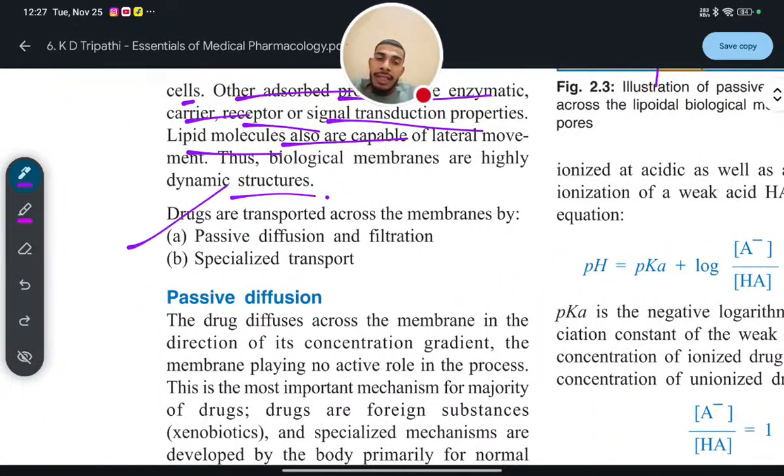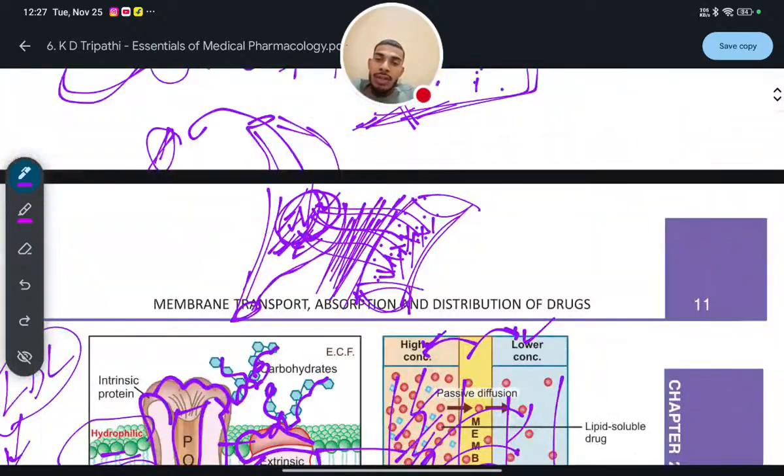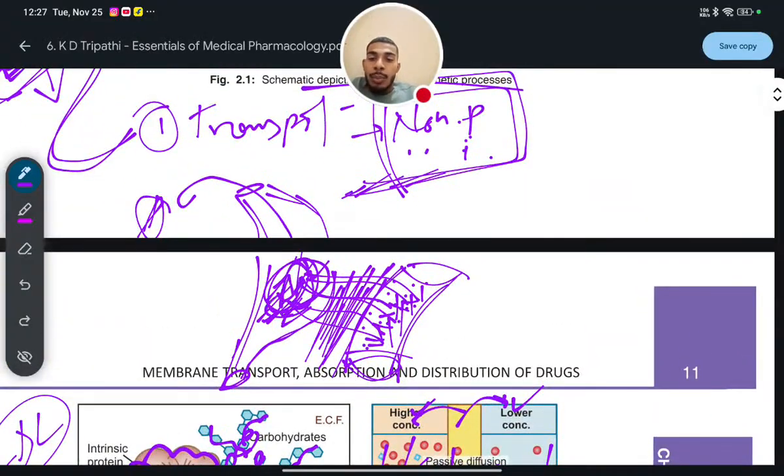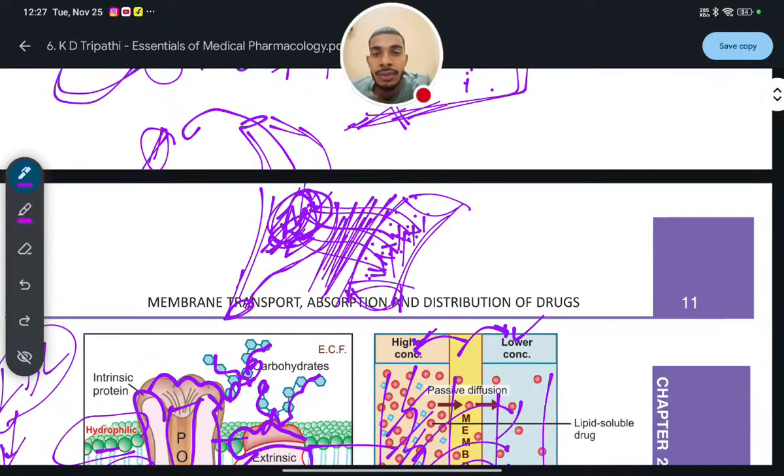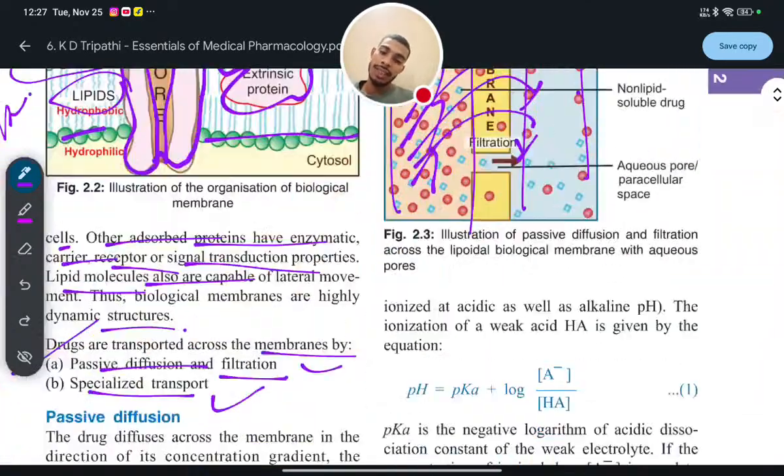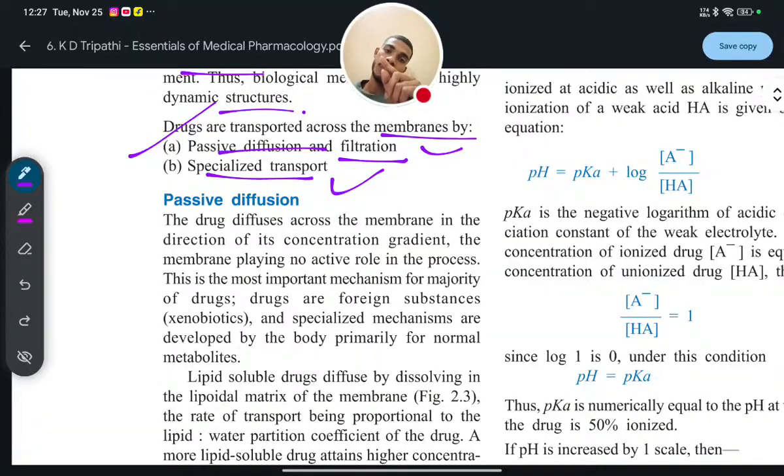See, drugs are transported across the membrane by either passive diffusion and filtration or specialized transport. Okay, so now if these drugs are polar, then how will they be absorbed? If these drugs are polar, then they will be absorbed through the channels, through the pores. So some are ion channels, some are protein channels, some are pores, and like this different gates will be there, and through these gates it will be transported from the site of administration to the site of absorption.